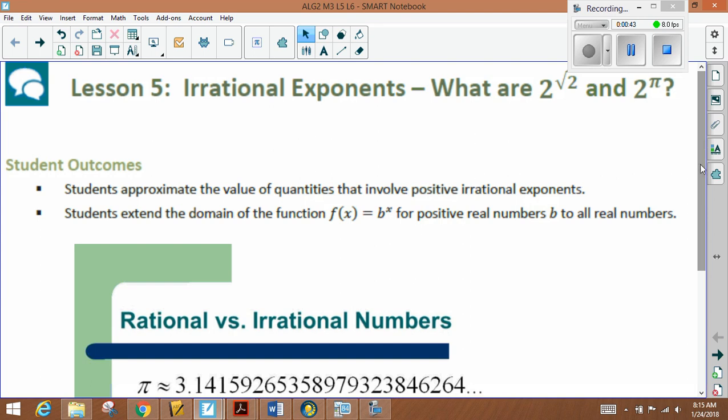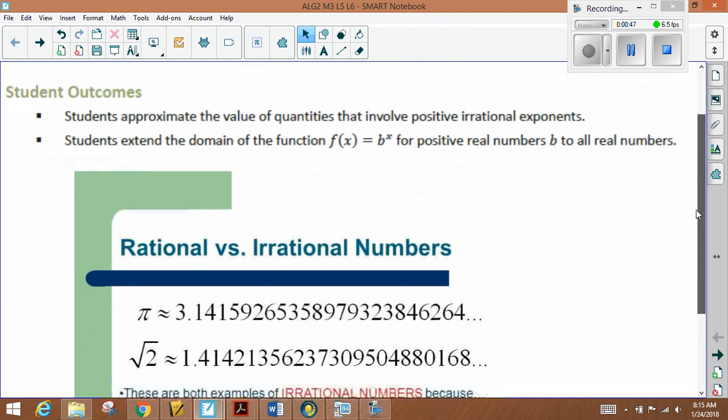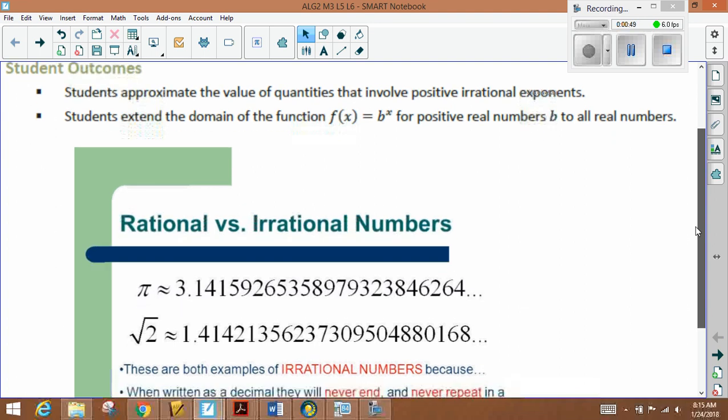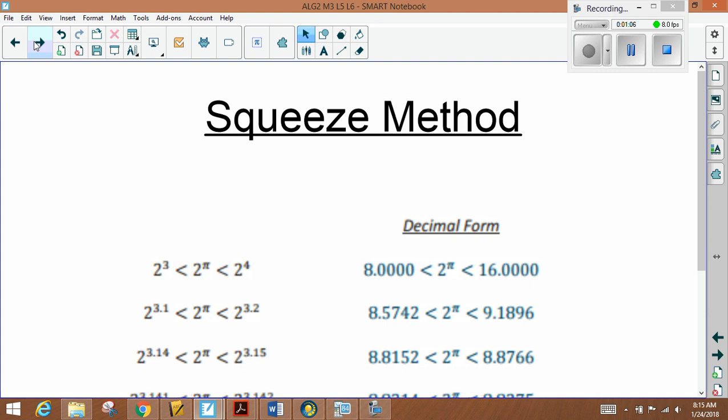Really, the best thing that we can do at this point is to just estimate what those are. So right here's a decimal approximation of each of those numbers. They are irrational. What we need to learn is something called the squeeze method.